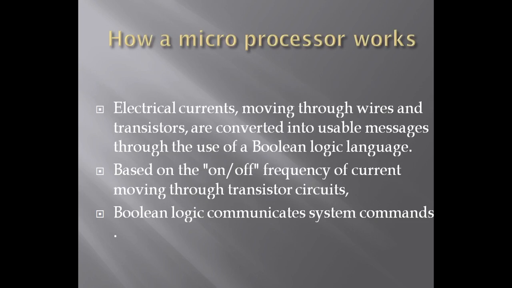How a microprocessor works. As we know, the microprocessor is the central processing unit in a computer. It receives, transmits every command and process carried out by the system. Electrical currents moving through wires and transistors are converted into usable messages through the use of Boolean logic language. Based on the on-off switches of the current moving through transistor circuits, this Boolean logic communicates system commands to and from receiving devices within the computer.